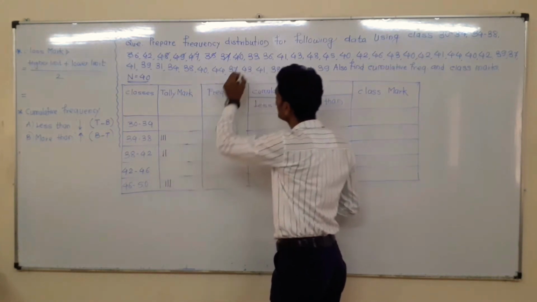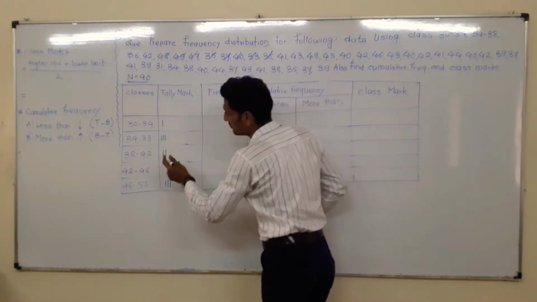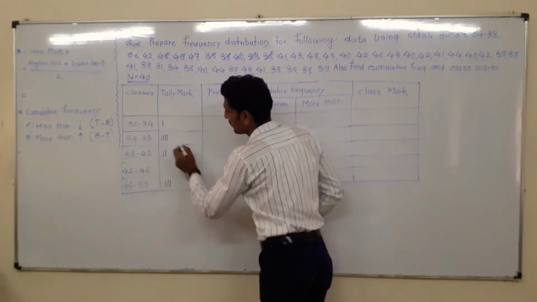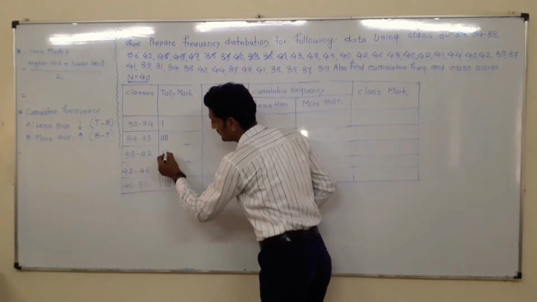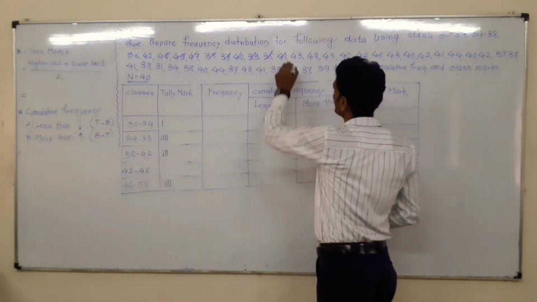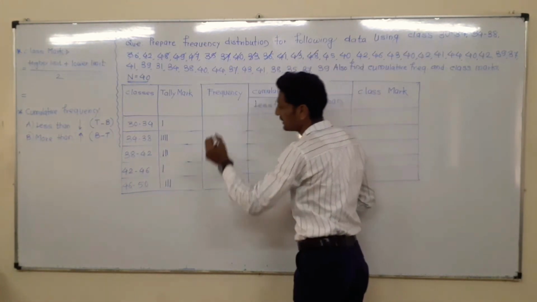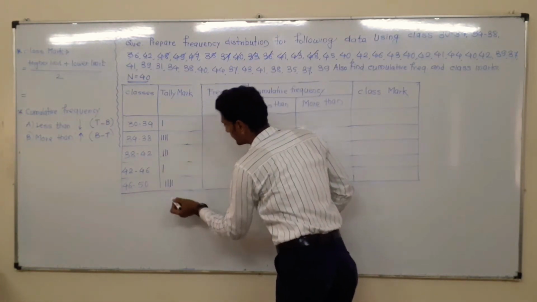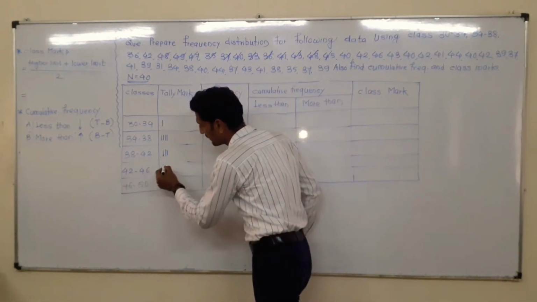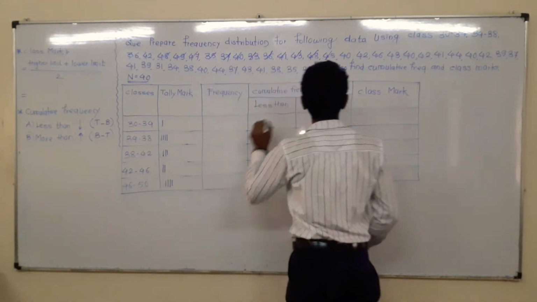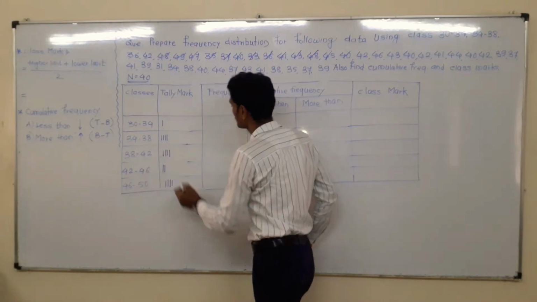40 lies here, 33 lies here, then 36 lies in between, so I will draw a line here for 36. Then 41 lies between this class or group, so I have drawn a line here. Then 43 lies here, 48 lies here. Then 45 will lie here, so I will draw a bar here. Then 40 will lie here.